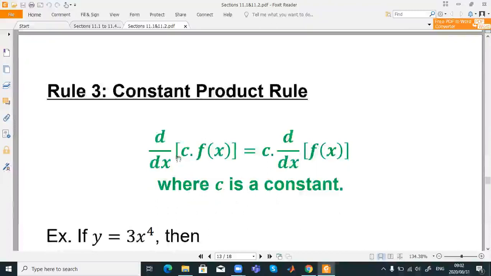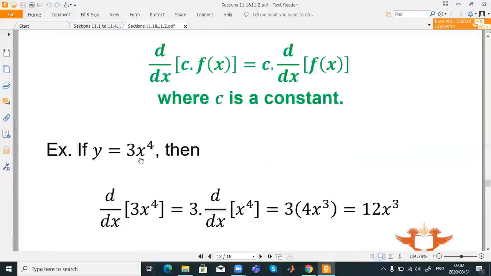So now the constant rule says here we have a c multiplied by f of x. I want you to know that a constant does not affect integration or differentiation. Whenever you have a constant multiplying f of x, you can always pull the constant outside. So it's being pulled outside here. Then you only differentiate f of x, where c is a constant. Okay, so an example is here.